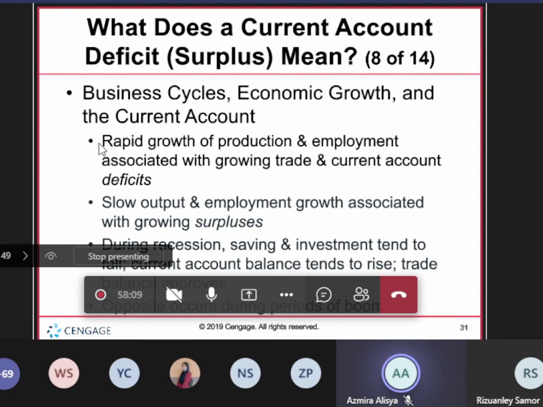Rapid growth of production and employment is associated with growing trade and current account deficits. Slow output and employment growth is associated with surplus. Why? If output is low, you cannot import. With rapid growth, you have money, you import a lot, so it will be associated with a current account deficit because you import more goods and services.